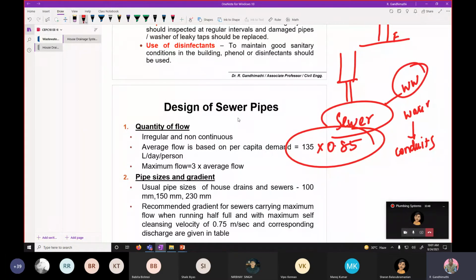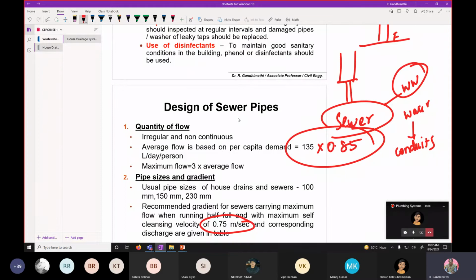And then pipe sizes and gradient. The usual pipe sizes of house drains and sewers are 100 mm, 150 mm, 230 mm. Then we have to recommend some gradient for carrying the maximum flow when running half full, with the maximum self-cleansing velocity of 0.75 meter per second. Generally they provide the arrangements in a sloped manner, mainly to take care that the self-cleansing velocity of around 0.75 meter per second is generated automatically inside the sewer system.